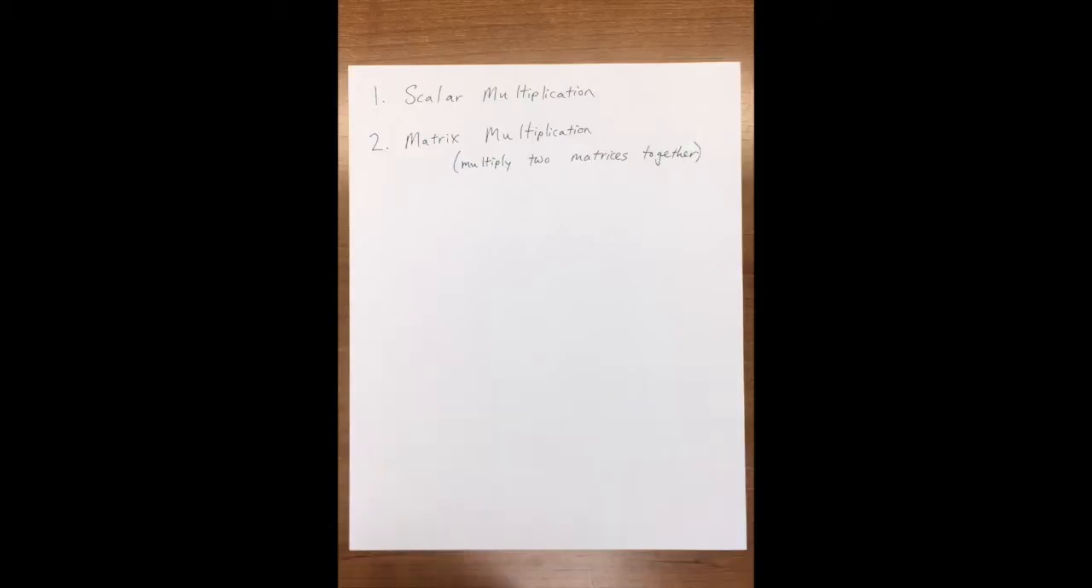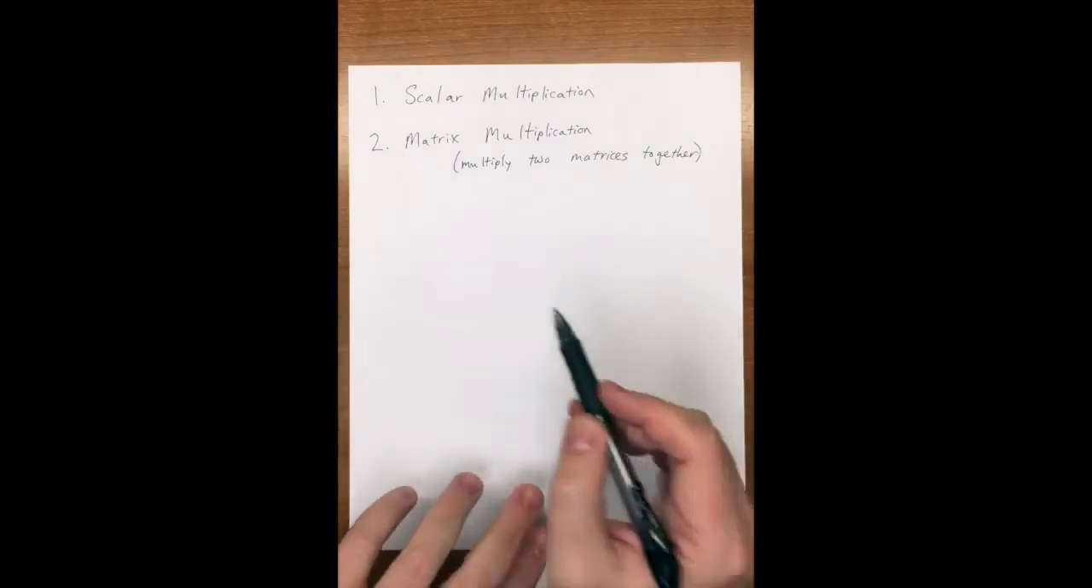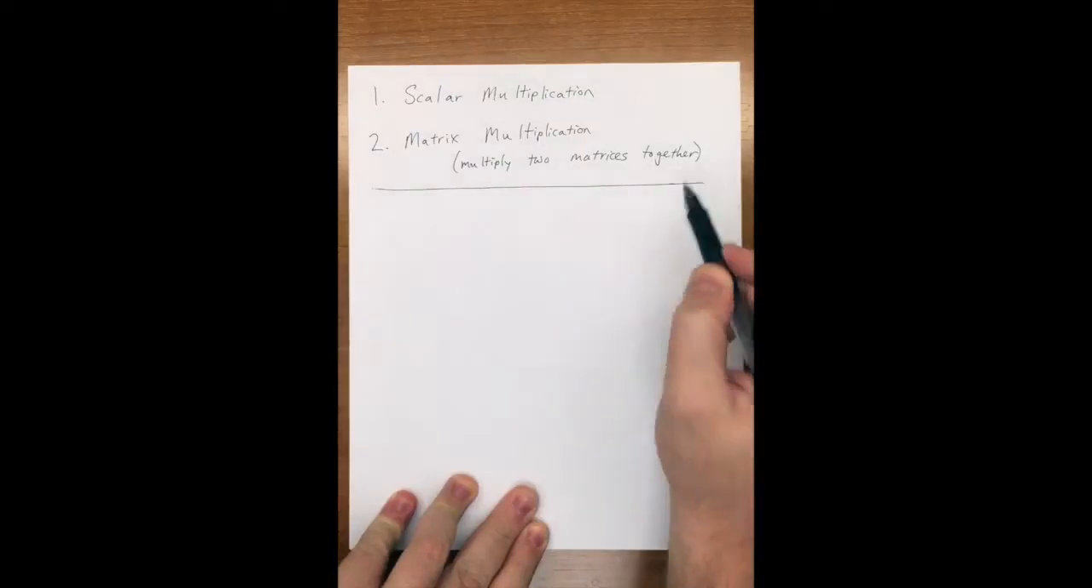So when we talk about matrix multiplication, there are actually two different forms of multiplication. We have scalar multiplication, and we have matrix multiplication, which is when we're going to be multiplying two matrices together. So let's first talk about scalar multiplication. We need to know, first of all, what is a scalar. A scalar is just a number that we're going to multiply by a matrix.